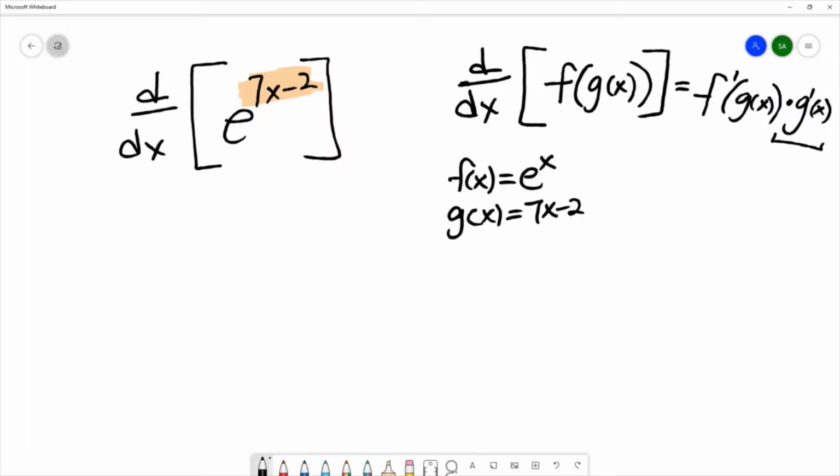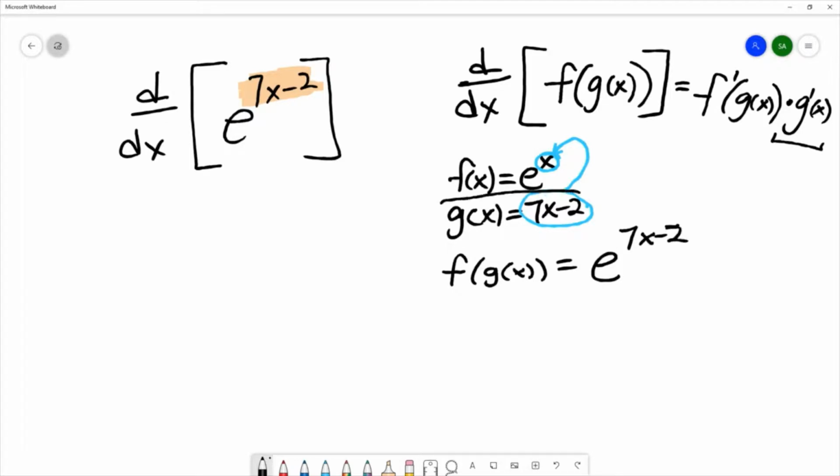So if I were to write f of g of x, that's substituting g of x inside of f of x, then I'm taking this 7x minus 2 and I would substitute it in for that x. And that's how I get e to the 7x minus 2. So that's my inside function of g of x and my outside function of e to the x.